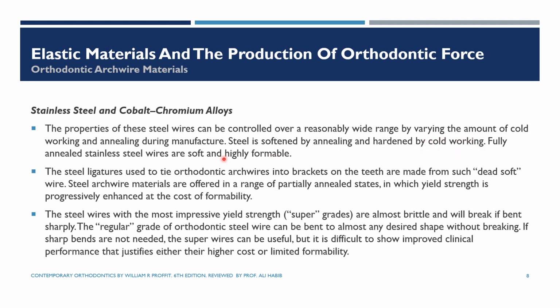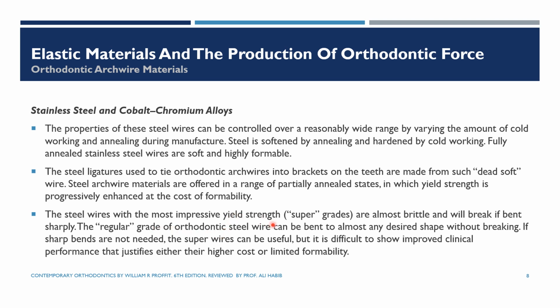But if you try to heat it up to the melting point, then you expect the wire to be soft, so you soften the wire. It's called annealing: when you heat treat the wire up to the red point or the melting point, the wire turns soft, dead soft wire. An example of dead soft wire is the steel ligature wire that we use. They are made soft so we can use them to tie wires on the brackets.